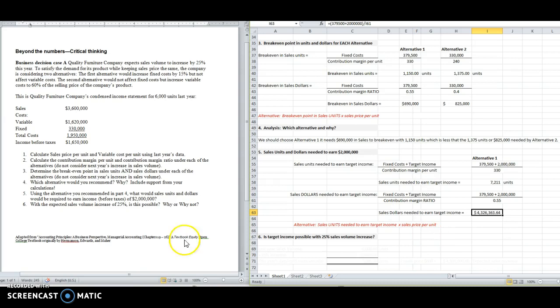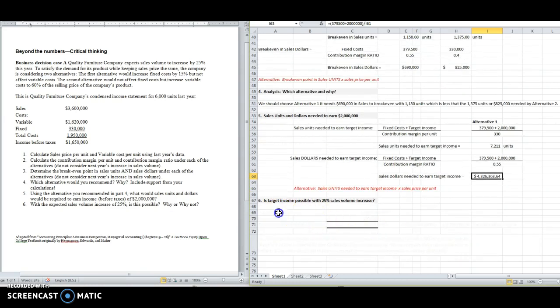Is that enough? So it's saying, with the expected sales volume increase of 25%, is it possible to make $2 million next year? Why or why not? So what would be the first thing that we would need to know? We would need to know what the sales volume for next year is going to be with the 25% increase. So we have last year's sales volume, which was 6,000 units. If we take a 25% increase, so we take that 6,000 times 25%, we get 1,500, and that's going to give me a sales volume of 7,500 units.